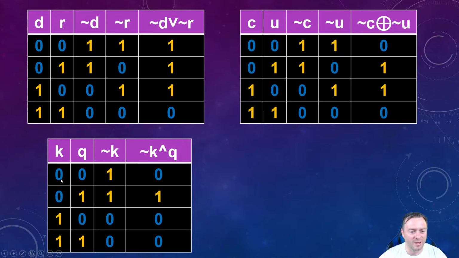So KQ, again, we go 0, 0, 0, 1, 1, 0, 1, 1. Not K, we flip it, so that becomes 1, 1, 0, 0. Then we go not K and Q, so then that's going to be funneling it up. So it's going to be focusing on something. And what happens with that? 0, 1 becomes 0, because there's not enough 1s. 1, 1 becomes 1. 0, 0 becomes 0, and 1, 0 becomes 0.